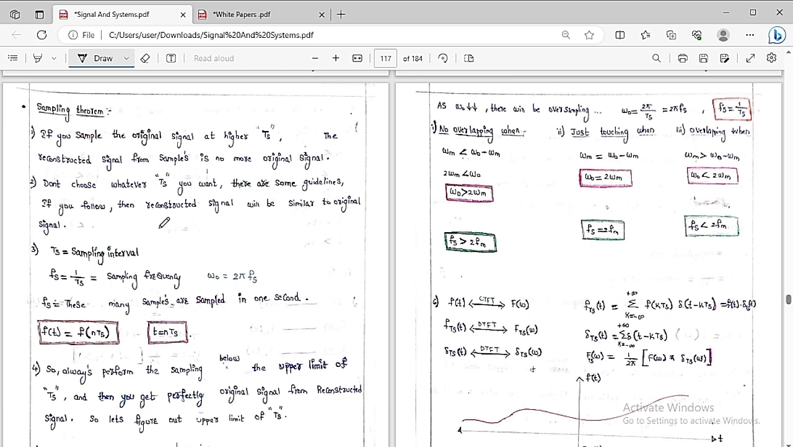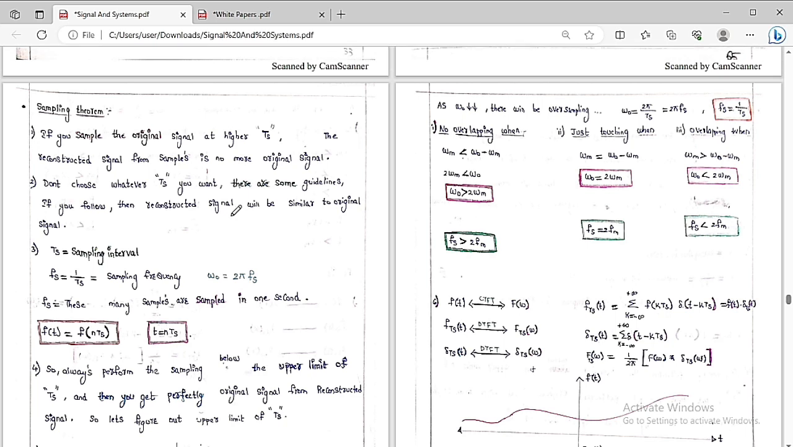If you follow the guidelines, then the reconstructed signal will be similar to the original signal. Don't choose whatever Ts you want. Whatever sampling period you want, you can't take. There are some constraints, some conditions, some guidelines you have to follow, and you have to use only those sampling time periods in order to reconstruct the original signal from the samples.